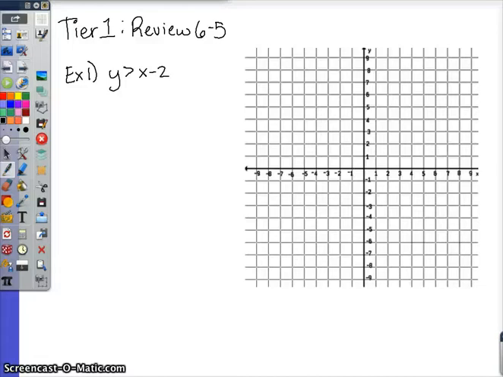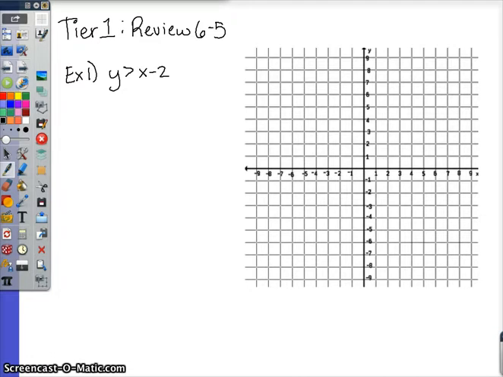So remember with one variable inequalities, we always solved our inequalities and we graphed our answers on a number line so that we could see all the solutions. Well, here with the two variable inequalities, we still want to see all of the solutions, so we're still going to graph them. This is a review of lesson 6.5 in case you need it. Maybe you were absent or you just need a reminder.